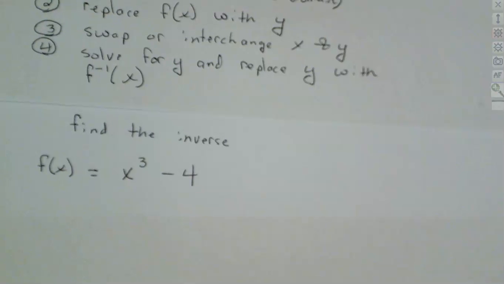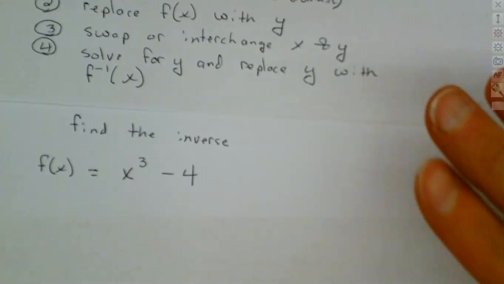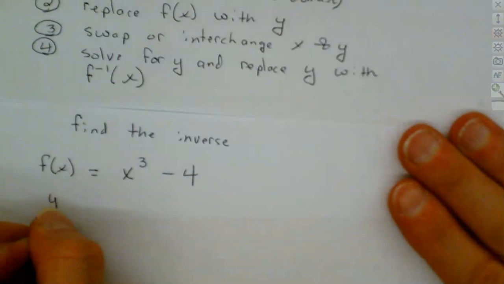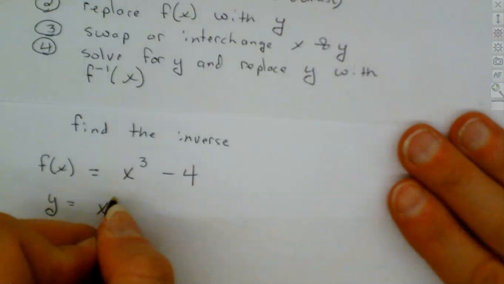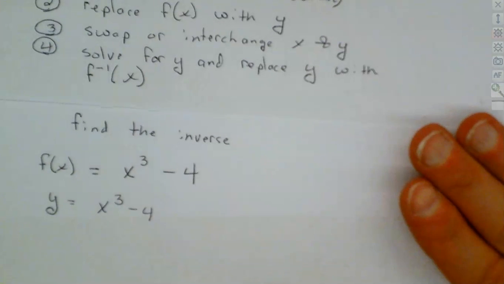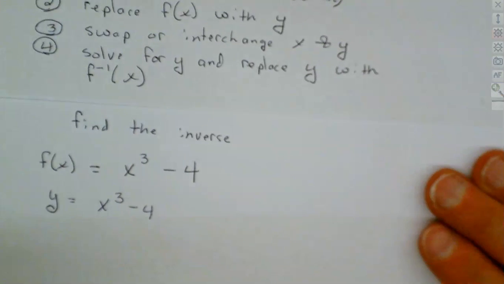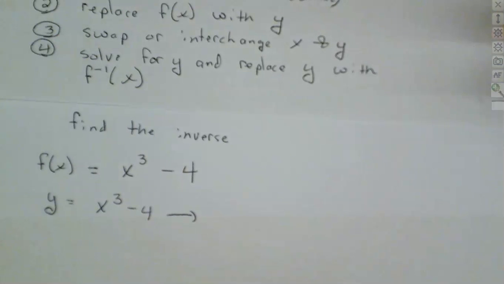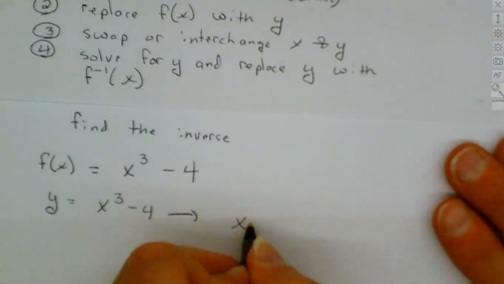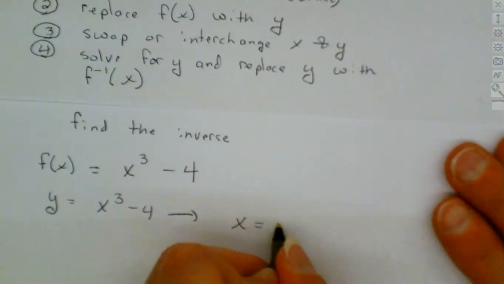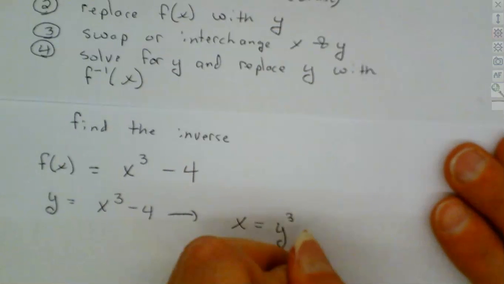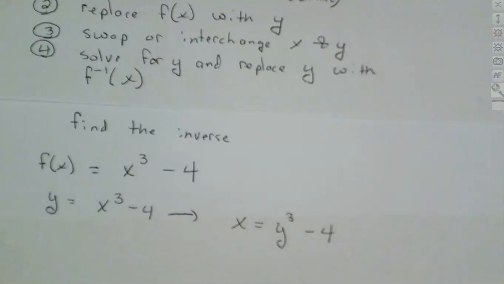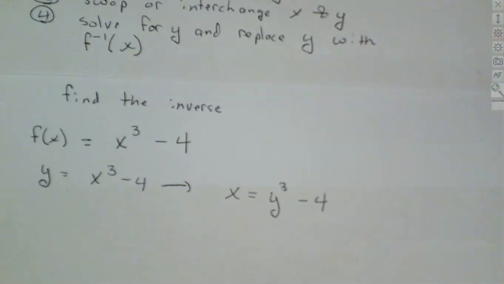So that has an inverse. Let's find it. So step number 1 is you replace f of x with y. So that's what we did. Now we swap out, or we interchange the x and the y. So x becomes y, and y becomes x. So we switch them around. So x and y flip places.